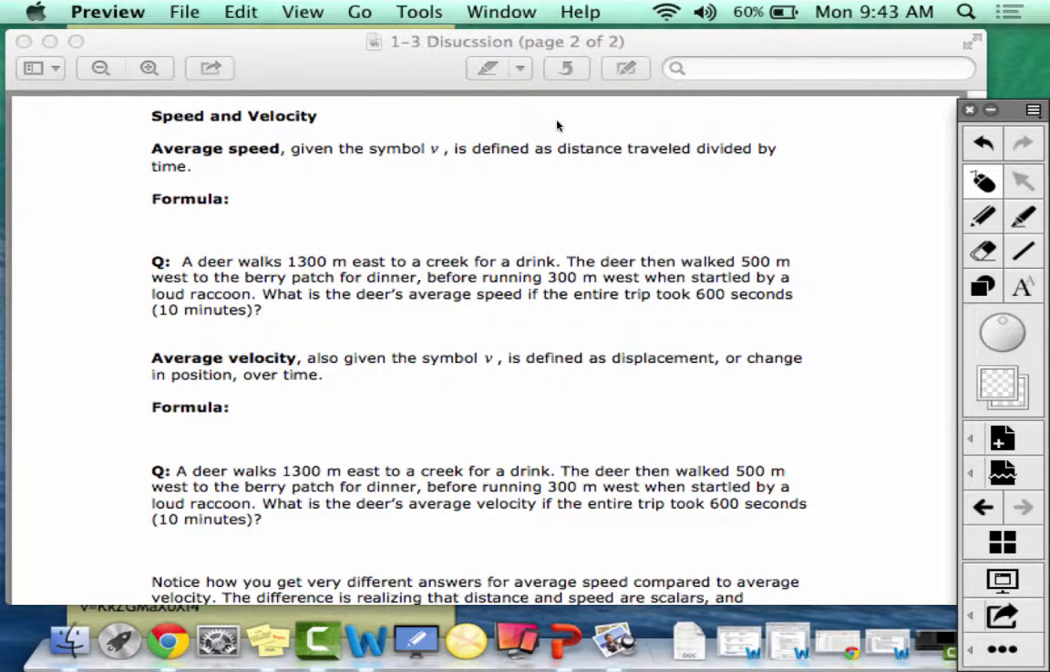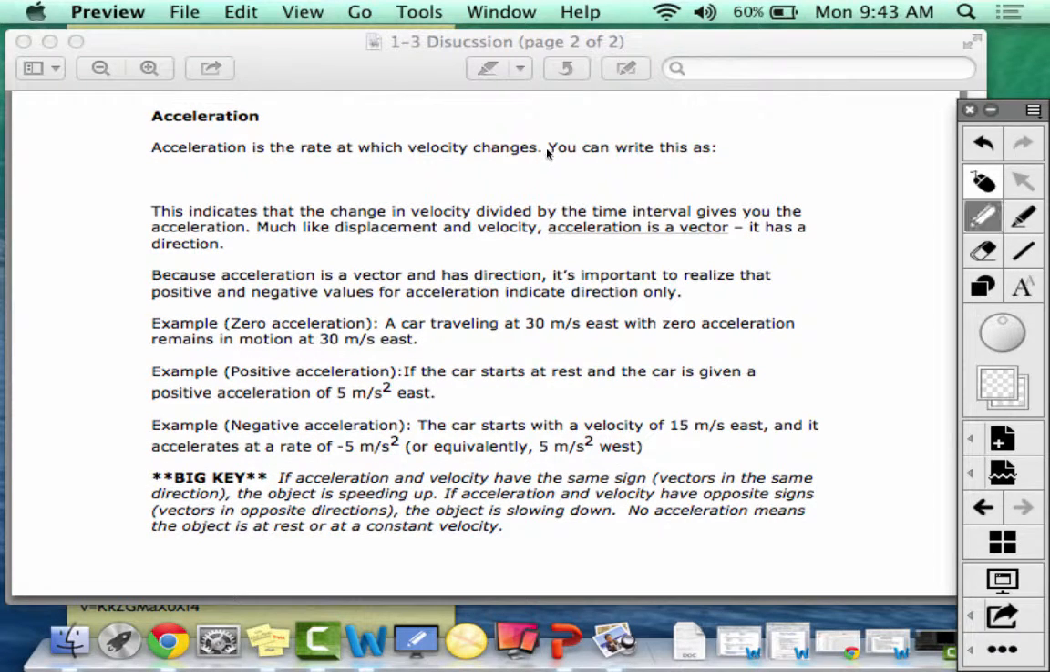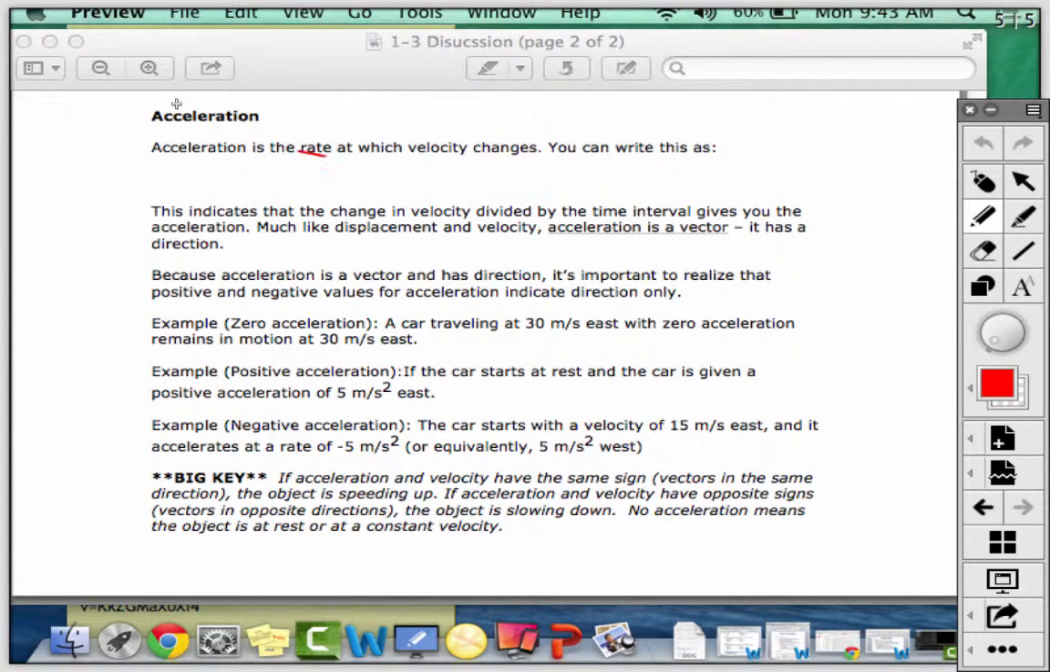All right. One last little thing I want to talk about, and that is acceleration. Acceleration is the rate at which velocity changes. When you think of acceleration, think of the change in velocity. The formula for it is a equals delta v over t. Or, if you prefer, delta v can be written as v final minus v initial, over t.